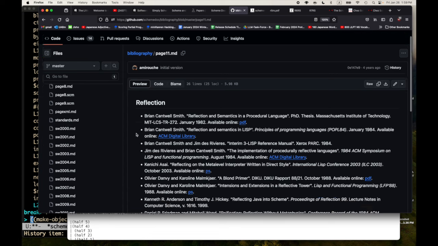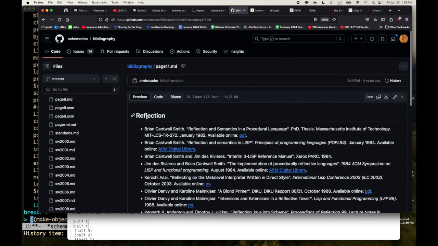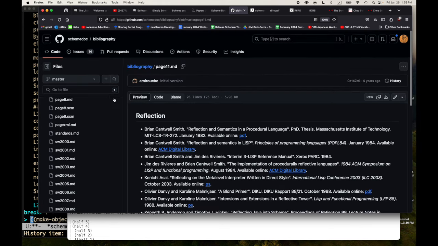So, you know, there are lots and lots of papers on different topics like reflection. A bunch of really interesting papers on reflection and Scheme. And we'll talk about those too.